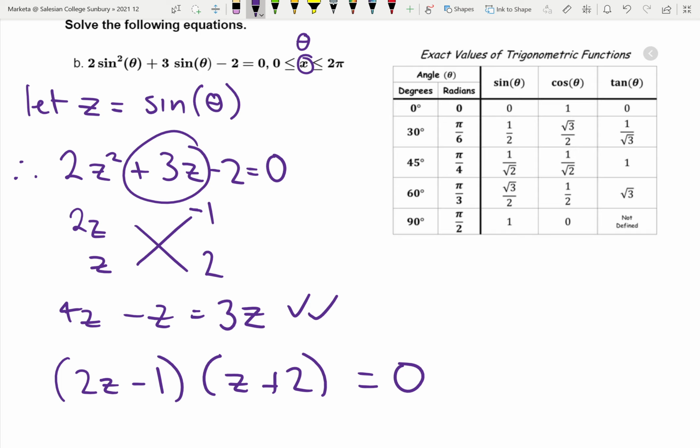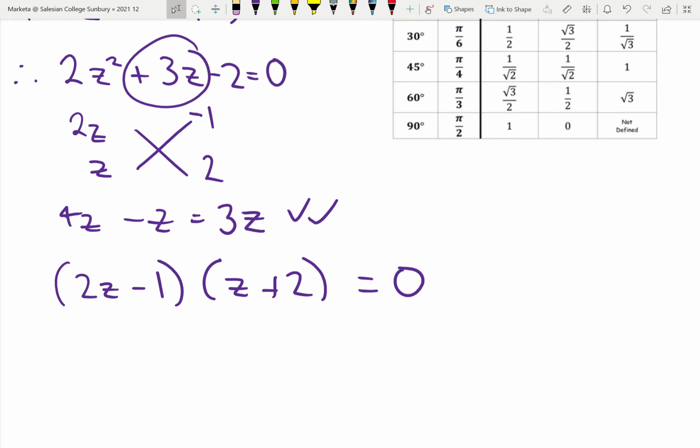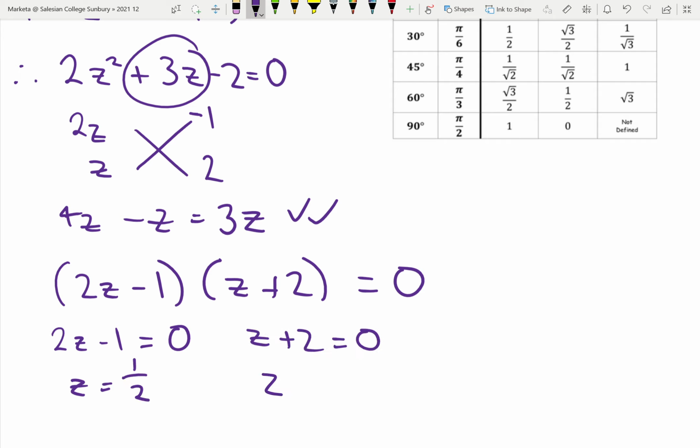So now that we've got that, we will solve for z. And we can see here 2z minus 1 equals 0. So z equals half. And here z plus 2 equals 0. So z equals neg 2. So we've got two solutions for z, and that makes sense if we're dealing with quadratics.